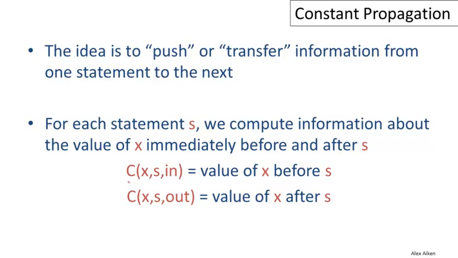So in particular, we're going to have a function C that stands for constant information. And C will take 3 arguments. It takes the name of the variable, x. It takes the statement that we're talking about, the particular statement in the program that we're looking at, and then either in or out. And this is what distinguishes the value of x before S executes versus the value of x after S executes.